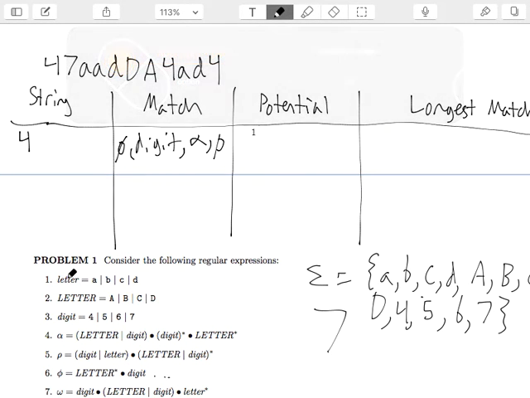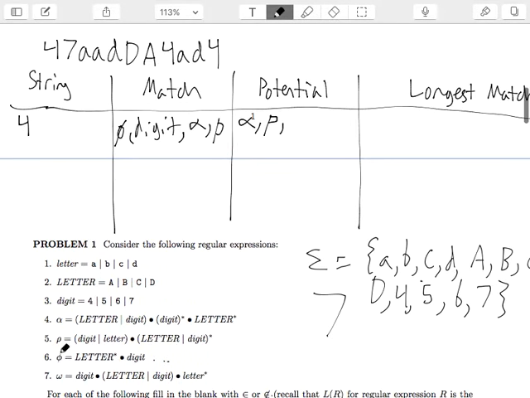So now we want to think about the potential. So definitely not letter, not capital letter, not digit, right? Because it can't match any more of a digit. What about alpha? Yes, it has the potential, right? We matched this first digit, but we could match more digits and more letters after it. We don't know that we're actually done there. So this has the potential. What about rho? Yes, also has the potential. And phi? No, phi definitely doesn't have the potential to match. Omega? Yes, still has the potential to match.